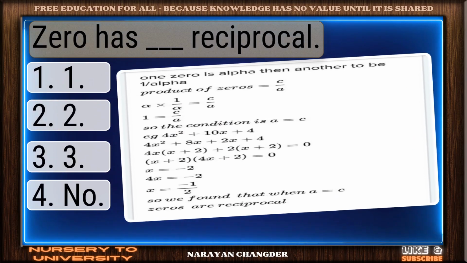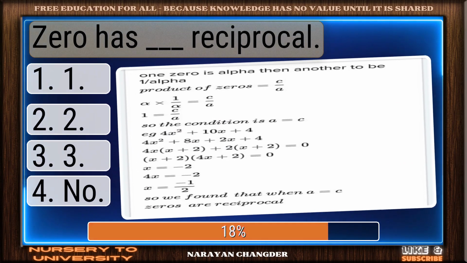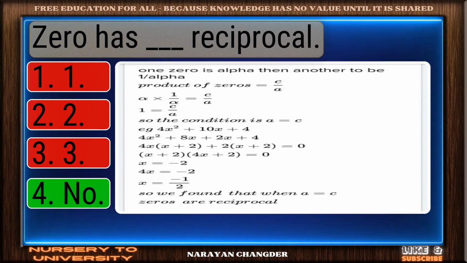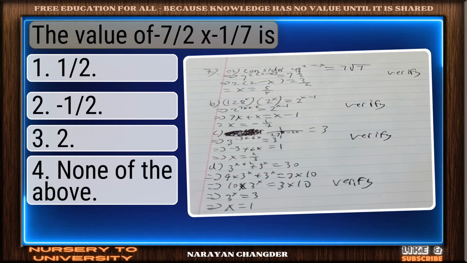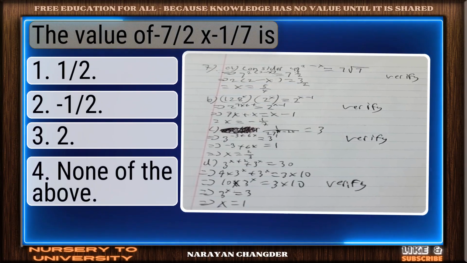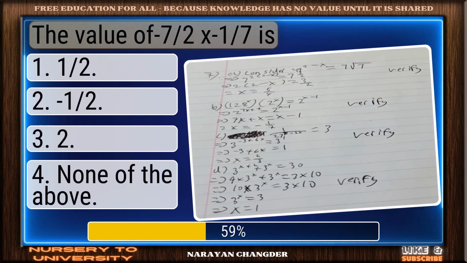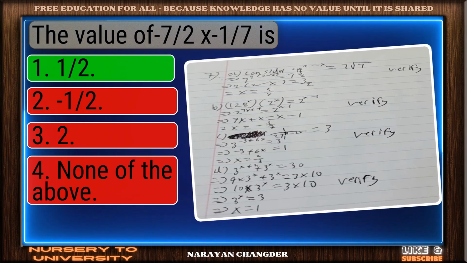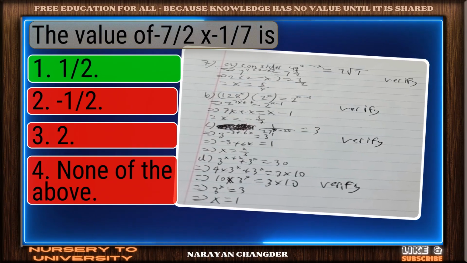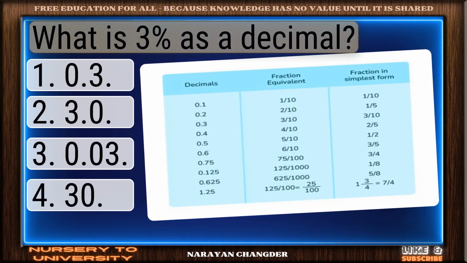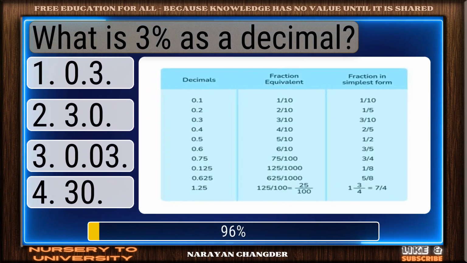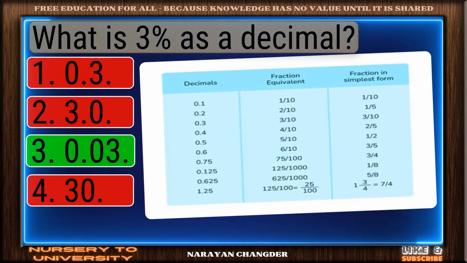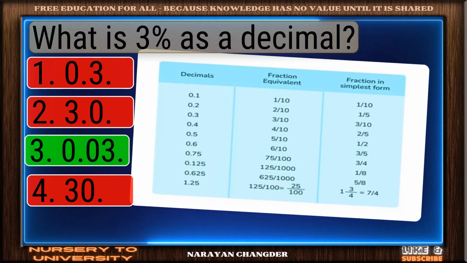Question number 167. 0 has dash reciprocal. Great job. No is the accurate answer. Question number 168. The value of 167 is? Smart pick. 1 per 2 is the correct choice. Question number 169. What is 3% as a decimal? Good job. Your answer 0.03 works well here.